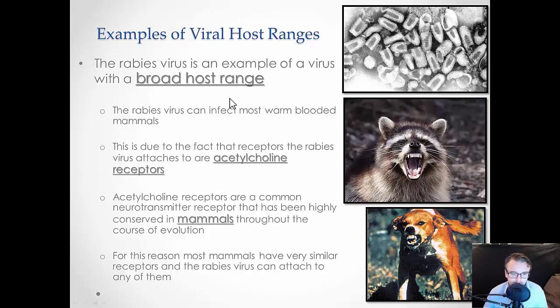So for this reason, the virus can infect all different types of animals because what it's attaching to is found in all these different types of animals. So because we all share similar chemistry with our brain receptors, the virus can infect all of us, and that's why it has a broad host range. So in this particular case, it has to do with the fact that its attachment point is found in a wide variety of animals, mammals specifically.